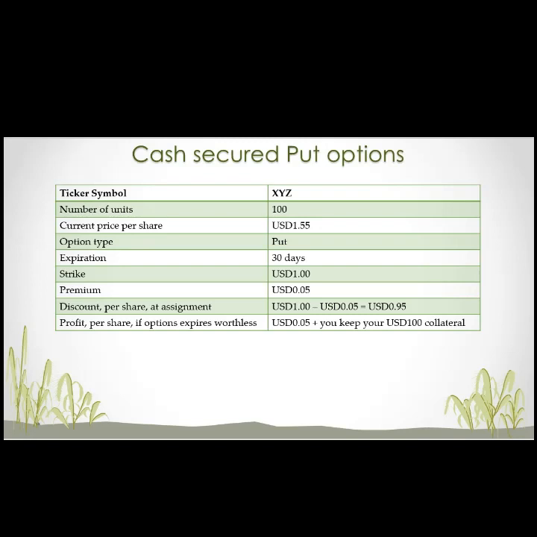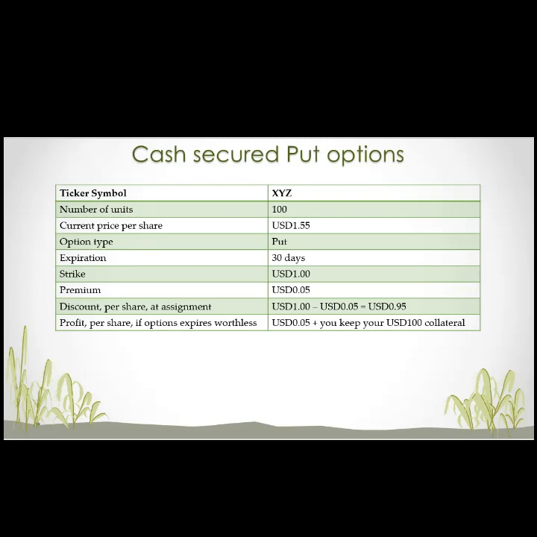If the price of the shares does not drop below the $1 mark at the end of the put contract period, then the contract will expire worthless, as it won't make sense for the buyer of the put contract to exercise their right to sell you the shares at $1 per share when they can sell the shares in the open market for a higher price.